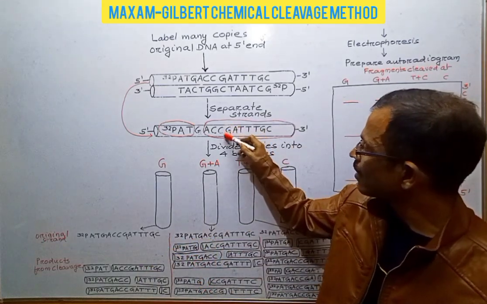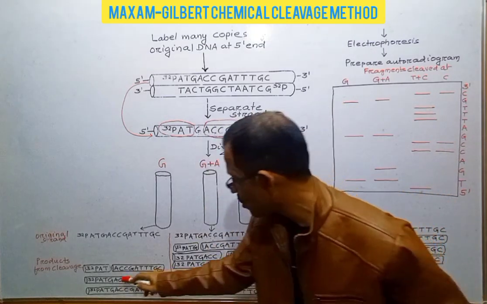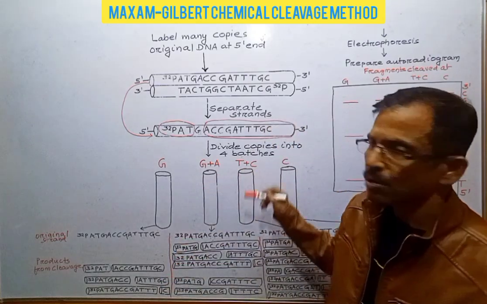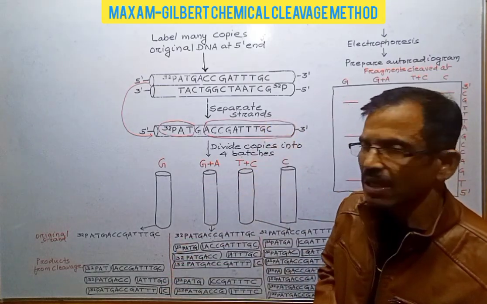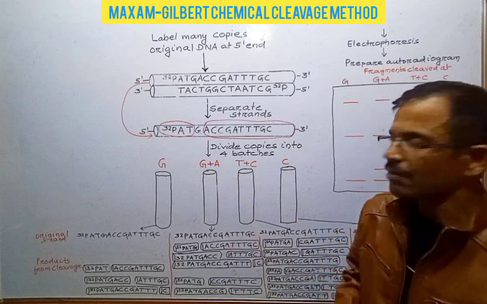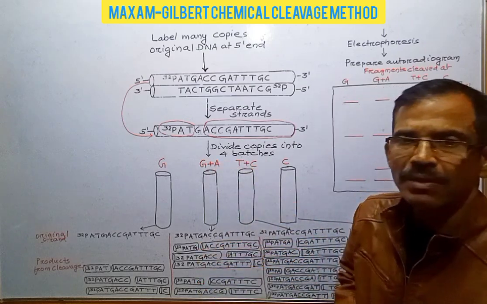Similarly, when the second guanine is cleaved, we will also get 2 fragments, both labeled and unlabeled. Similar fragments will also be obtained when the last guanine is cleaved. In case of second batch, due to the cleavage at guanine and adenine, we will get more fragments.